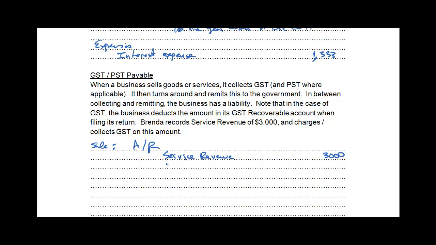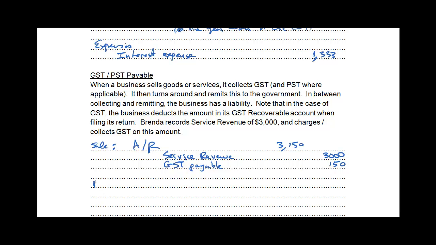And she's also going to credit GST payable on the amount of GST that she charges the customer for this job, because the GST isn't hers to keep. It is merely what she is holding for the government until such time as she actually pays the government. So the amount that she actually collects is $3,150, assuming she gets paid her AR.